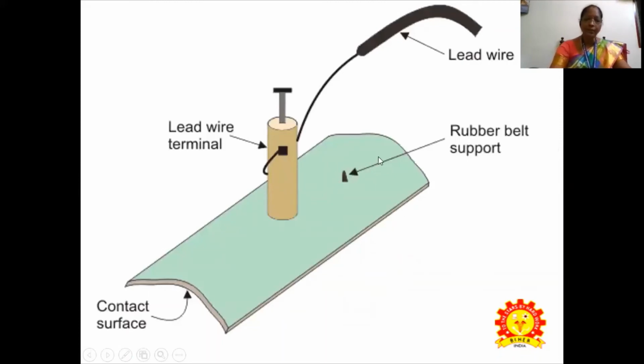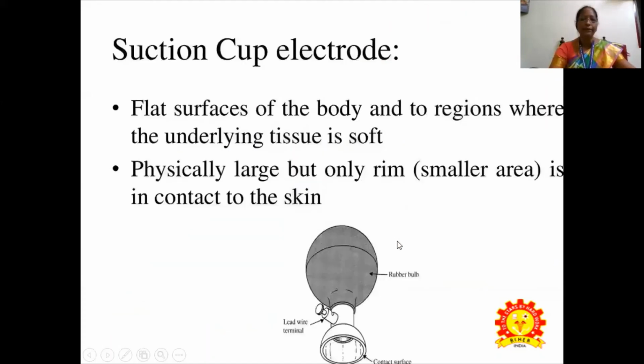Next comes the electrode which has a rubber belt support and a lead wire, and a lead terminal support. It uses a rubber belt support and a contact surface, and this is placed on the patient's body for conducting through this lead wire. Next, the suction cup electrode.